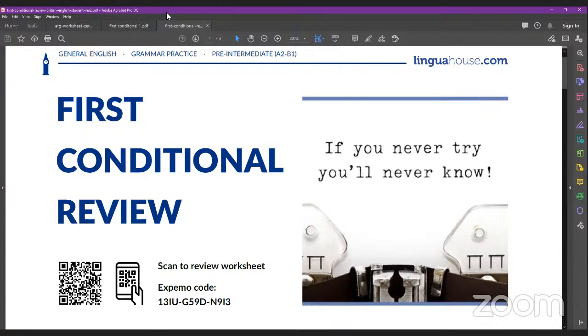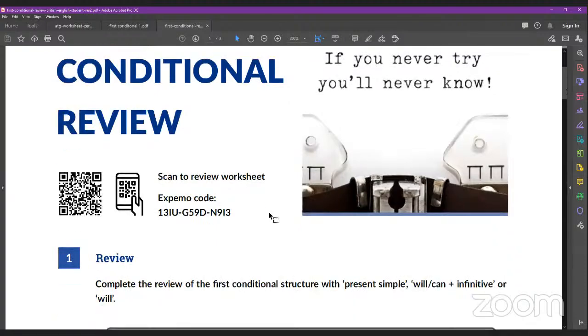Si nunca lo intentas, nunca lo sabrás. First conditional. If you never try, you will, or the contraction, you'll never know. Well, as I said, the first conditional means 50% of probability. 50% of probability, that's it. Okay, so let's carry out the first activity.